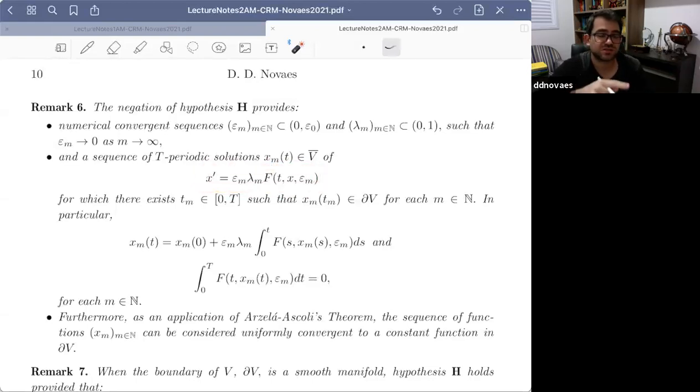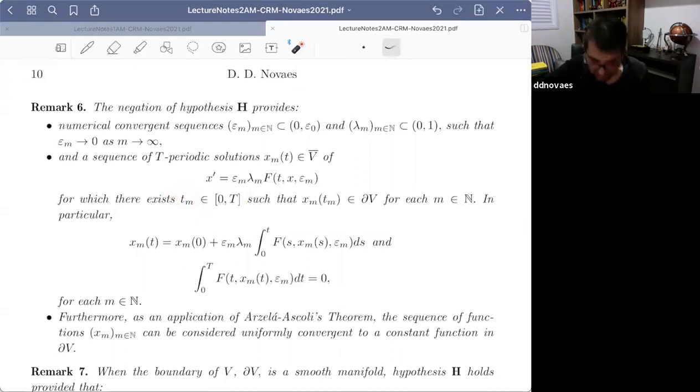Because hypothesis H says that every periodic solution contained in the closure of V must be entirely contained in V, its negation provides periodic solutions of this difference equation which are contained in the closure of V, such that there exists a time Tm belonging to [0,T], such that x m of Tm belongs to the boundary of V for each m in N. So we get periodic solutions contained in the closure of V, but such that they reach the boundary of V at some time.